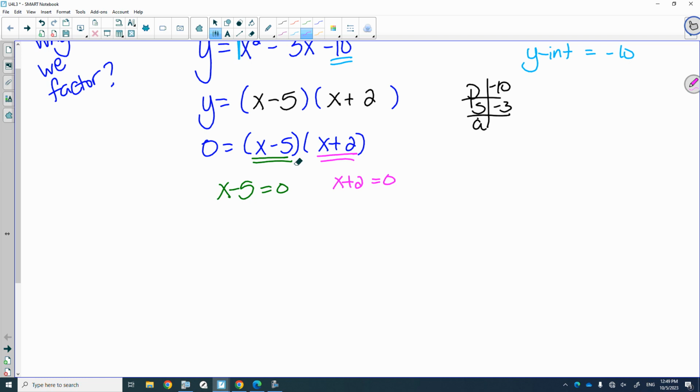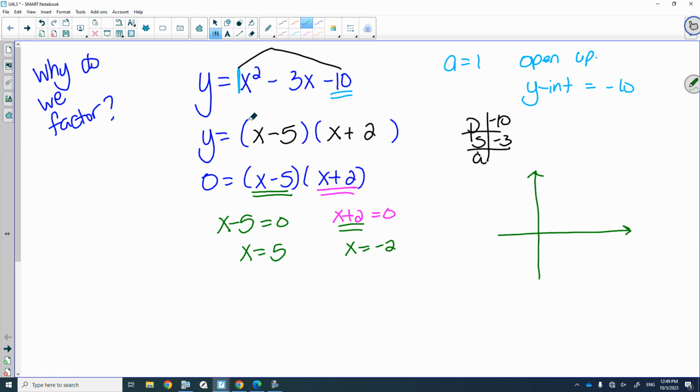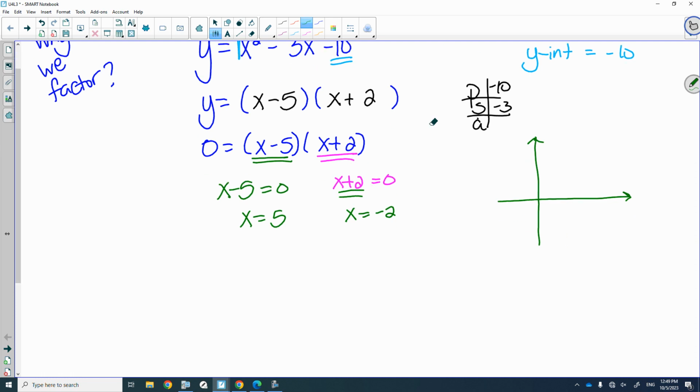So if I set this factor equal to 0, one of my x-intercepts is x is equal to 5. This x-intercept is x is equal to negative 2. So now on my graph, when we're in expanded form, the only piece of information I really know from expanded form is the y-intercept is -10, right? So down here, the y-intercept is -10. So not a lot, and I know my graph opens up, but that's it.